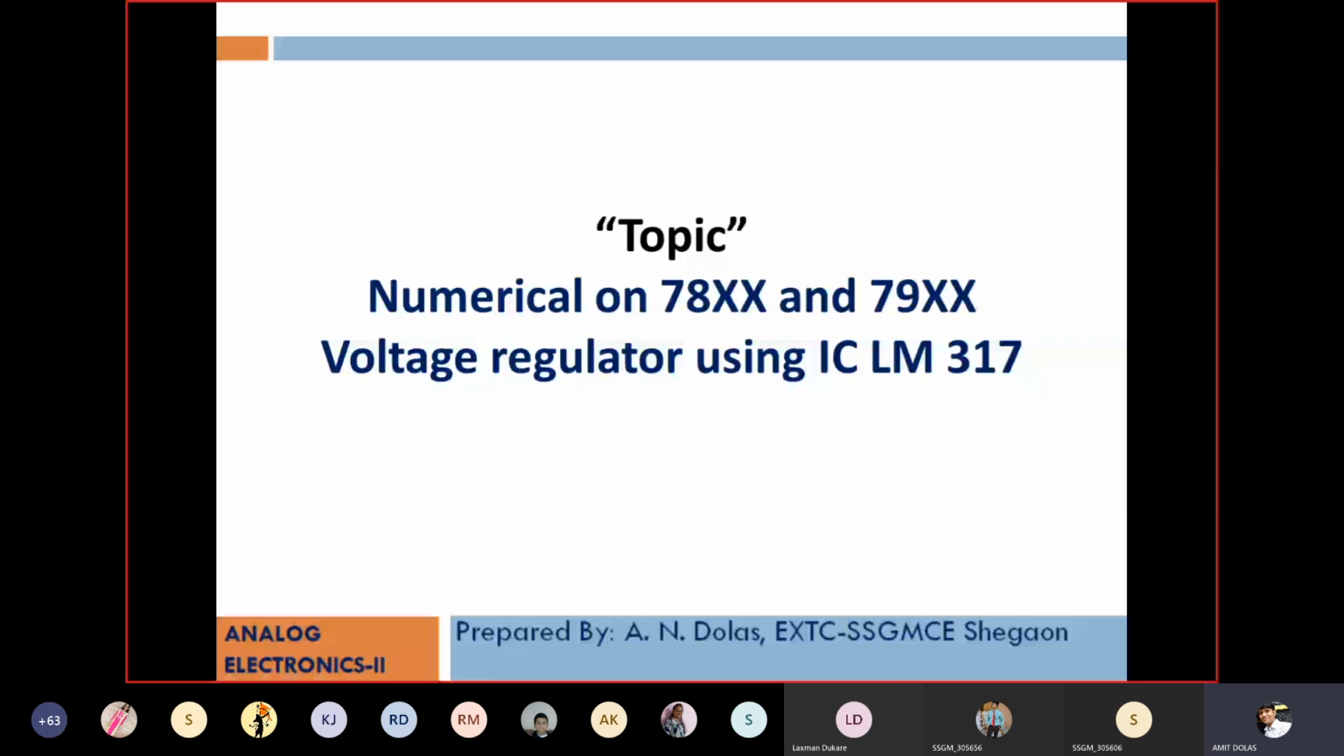So, as we have seen in earlier lecture, the theory of 78XX and 79XX, which is a fixed voltage regulator. The maximum output current is 1 ampere. Output voltage is dependent on the last two digits which replace XX. Suppose it is 05, so 5 volt fixed regulator.